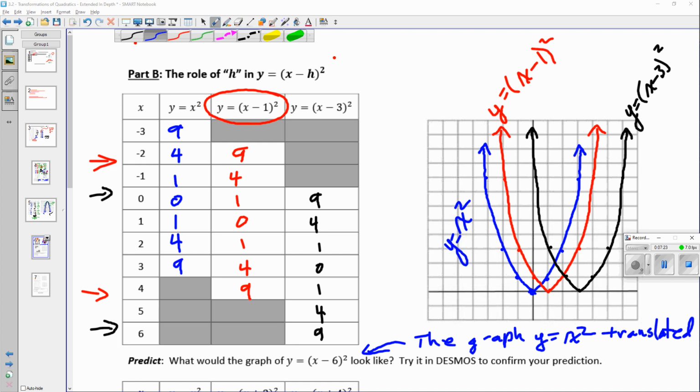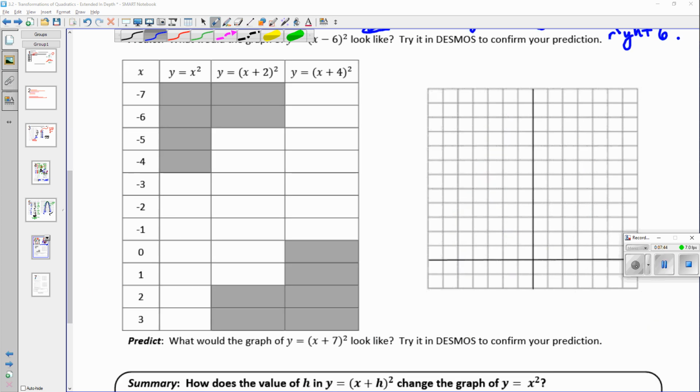So we would say that the graph y equals x squared is translated right 6. And we're good. So the key is, if it's x minus 6 all squared, or x minus 9 all squared, the graph has moved to the right. So now let's do this next one here. This should be pretty interesting.